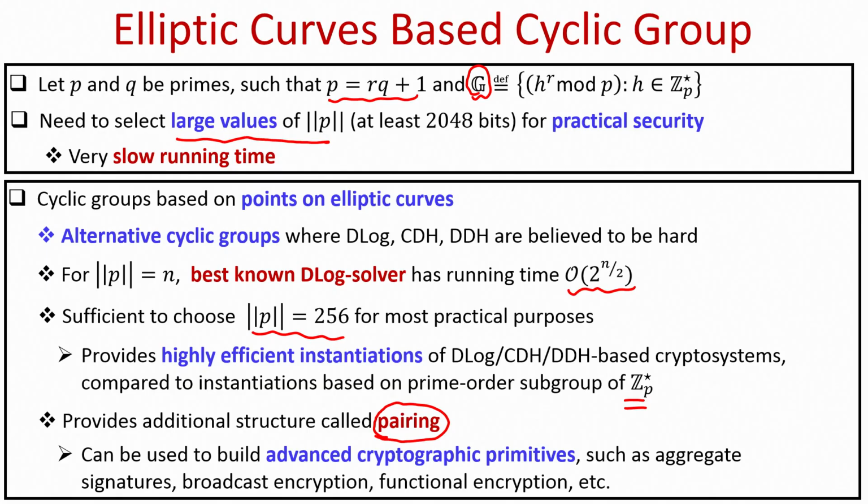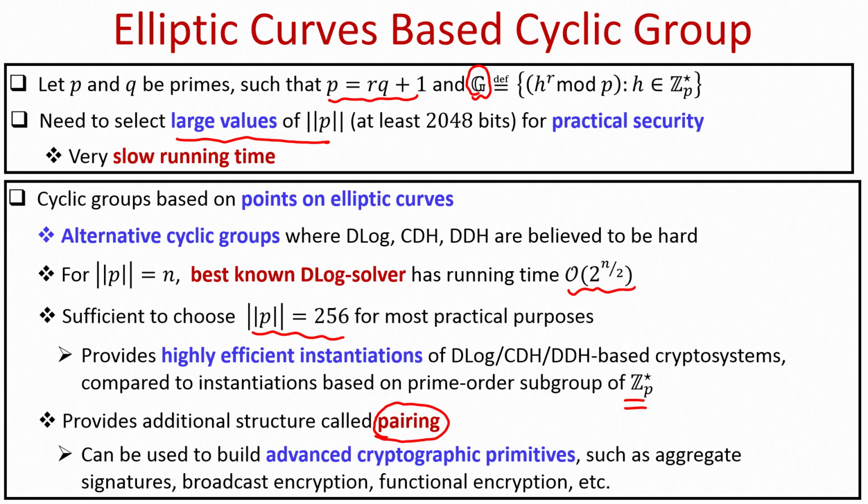Remember, in the last lecture we had seen that if p and q are primes where p is of the form r times q plus 1, and if we take all the rth residues modulo p, then the resultant set, which we denote as G, constitutes a subgroup of Zp star, and we can prove that this set G along with the operation multiplication modulo p constitutes a cyclic group. However, for practical security we have to select very large values of this prime p, namely at least a 2048 bit prime, which ends up making the resultant time of the sender and the receiver very slow.